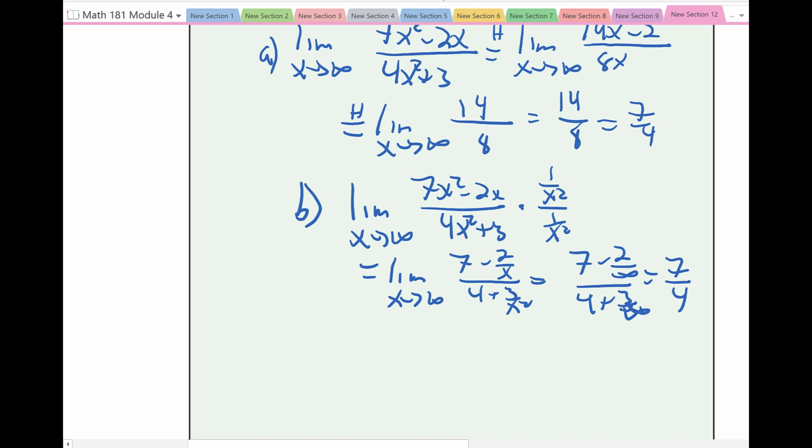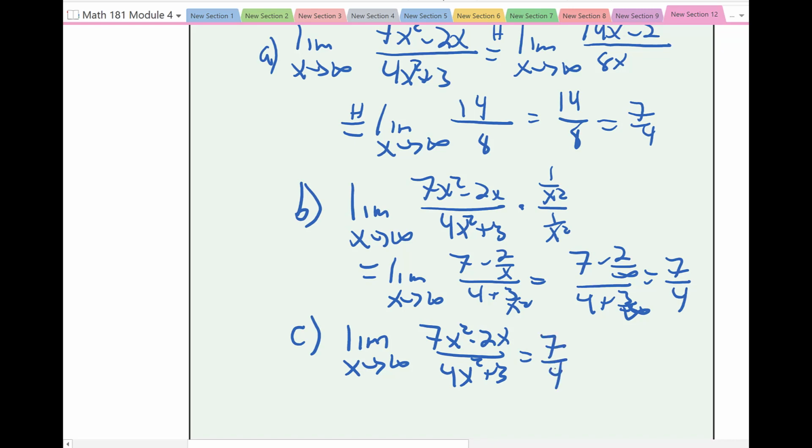So, see, in general, our limit as x approaches infinity of 7x squared minus 2x over 4x squared plus 3 equals 7/4. Either which way you do it.